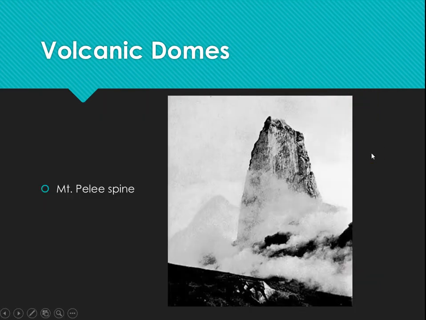Now here's an example of a plug dome. This is really, really thick lava that's left over after a big eruption. This is what's called the Mount Pelée Spine. This is Mount Pelée from Martinique, the stratovolcano. After the eruption, this kind of shot out the top of it and grew really tall. And then it blew up, so it's not there anymore. And just like stratovolcanoes, volcanic domes can lay dormant for quite a while in between eruptions.